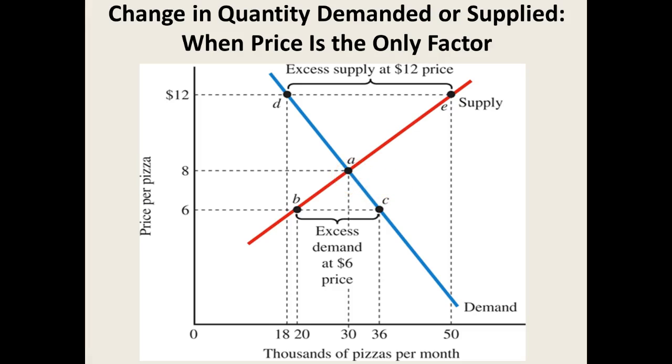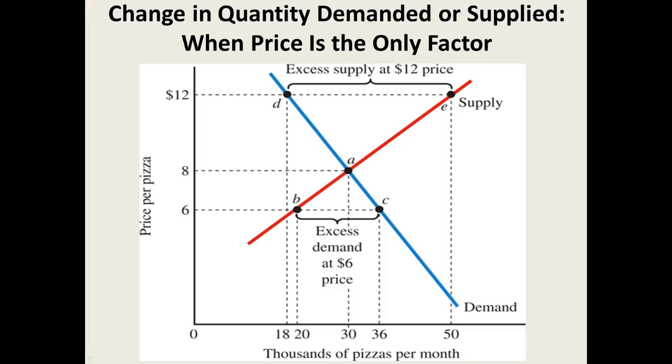To get suppliers to provide more or produce more, you've got to raise the price. You've got to incentivize them to make more. So for example, point E shows that in order to get suppliers to provide 50,000 pizzas a month, you've got to raise the price from $8 to $12. So you've got to go up by 50% in your price to get suppliers to go from the 30,000 pizzas to 50,000.